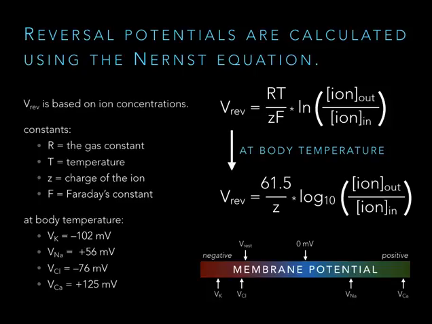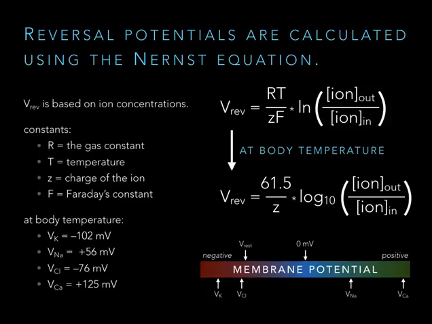So the entire equation is shown at top. If we go ahead and substitute the constants and then assume body temperature, we can simplify this equation to be 61.5 divided by the charge of the ion. So if it's sodium, we divide by 1. Very simple math. If it's chloride, we divide by -1. And then we multiply that by the log base 10 of the concentration of the ion outside over the concentration of the ion inside.